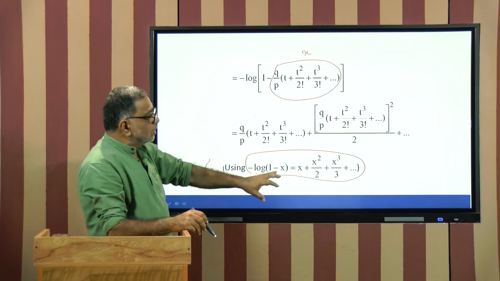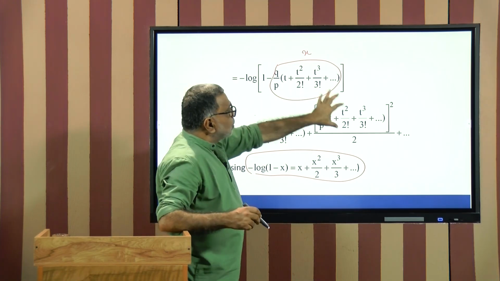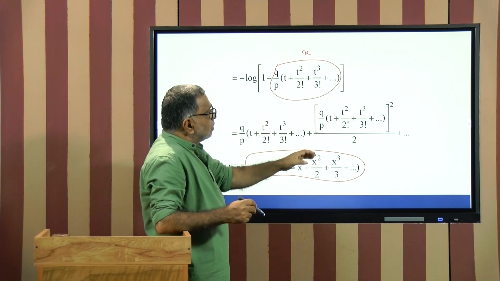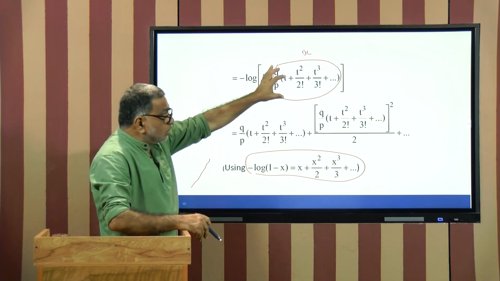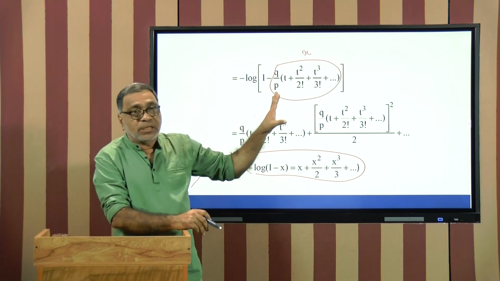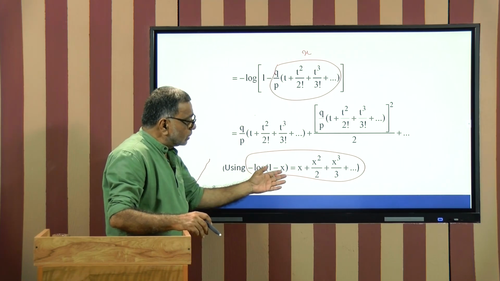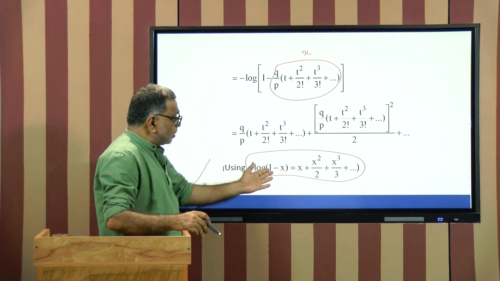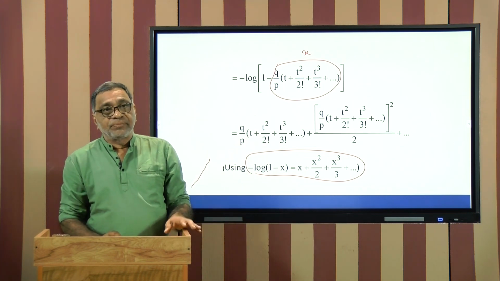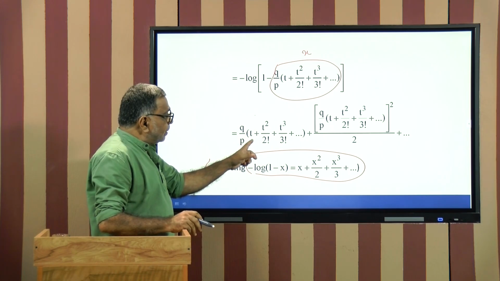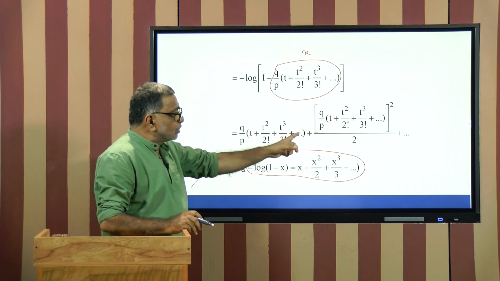That is our x. Then the second factor is x square by 2, plus x cubed by 3 plus etc. Remember, this whole factor we termed as x, and apply the expansion of minus logarithm of 1 minus x, then you will get the cumulant generating function as q divided by p (t plus t square by 2 factorial plus t power 3 divided by 3 factorial plus etc.)